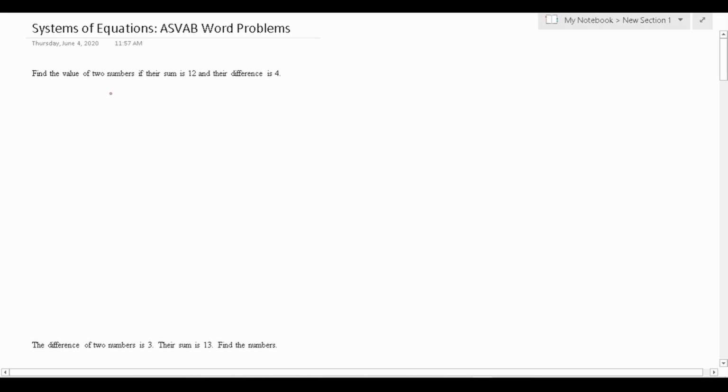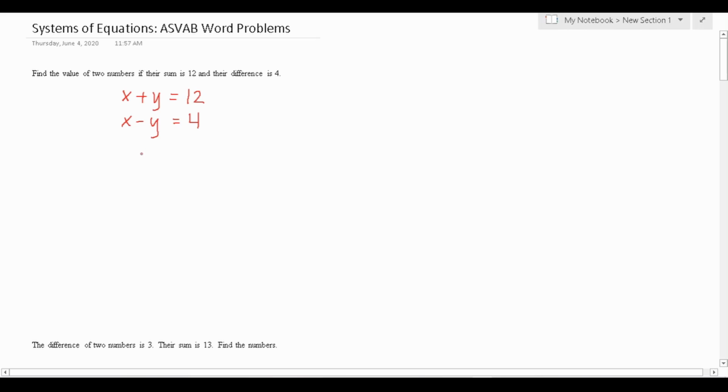But this first one says, find the value of two numbers if their sum is 12. So if I let x refer to one number and y refer to the other number, that would look like this. x plus y equals 12. In other words, the sum of these two numbers is 12, and the difference of those two numbers is 4. So that would be x minus y equals 4. So as you can see, we have our system of equations. Now we just have to pick one of the two methods to solve it.